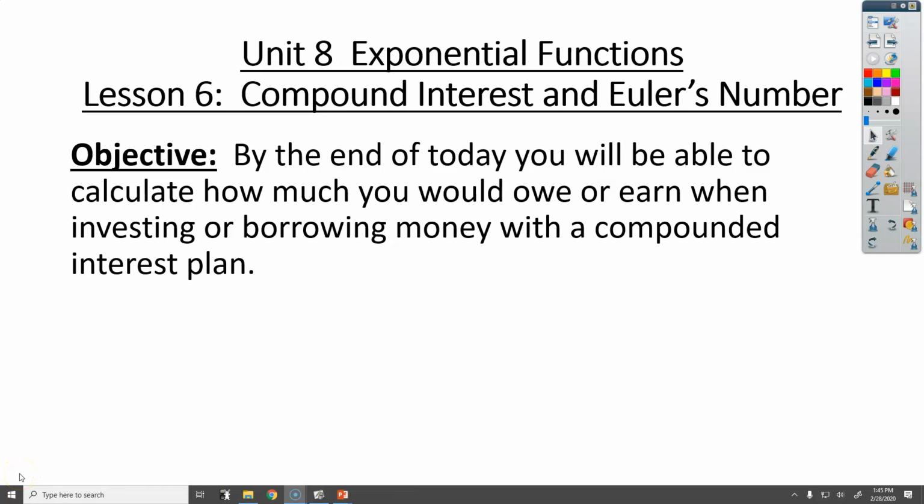The title's actually a little bit wrong. We're not going to talk about Euler's. That's pronounced Euler's number. We're not going to talk about that today. That's later. I'll just read you the objectives.